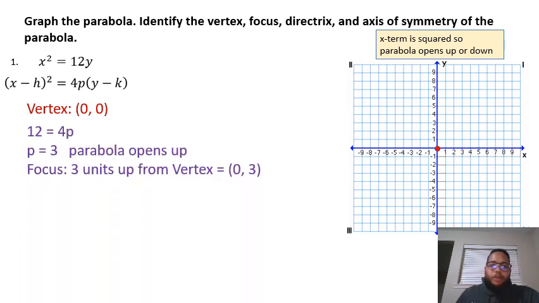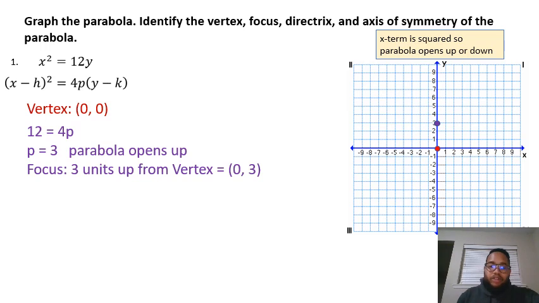The 12 is equal to 4p, which means p is equal to 3. Now, since it's going to open up, your focus is going to be 3 units up from the vertex. So that puts you at 0, 3. So you go up 1, 2, 3, and there it is.